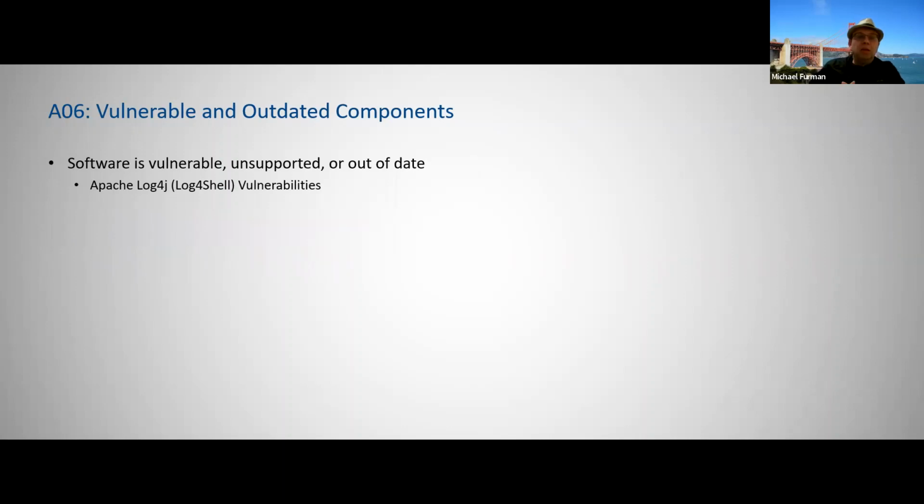Vulnerable and outdated components are described in category 06. This problem happens if you use vulnerable or unsupported or out-of-date components. I do hope that everyone knows about the recent Log4j vulnerability. So Java software that used vulnerable Log4j was vulnerable to JNDI attacks, and it was a very serious vulnerability that shocked the IT world. And this is an example of this problem.